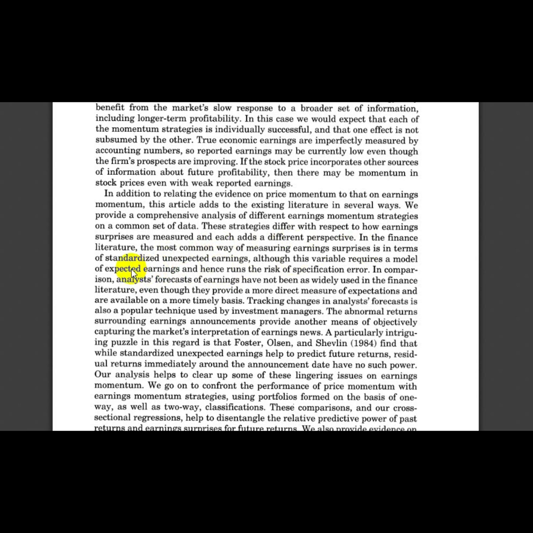However, calculating the expected earnings is somewhat spurious, so it may give errors in the specification. And so it may be easier to use analysts' forecasts of earnings, which haven't really been used in the academic literature, but may provide a more direct measure of expectations, and they're available on a more timely basis. A lot of investment managers use analysts' forecasts in their expectations for earnings. And so looking at the abnormal returns around earnings announcements, we can objectively look at how the market reacts to earnings news. And interestingly, in past papers, the unexpected earnings affect future returns.